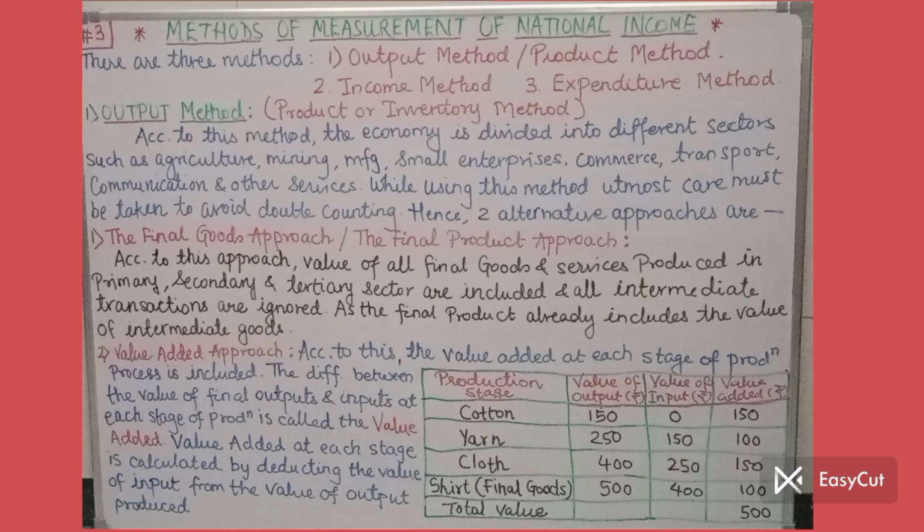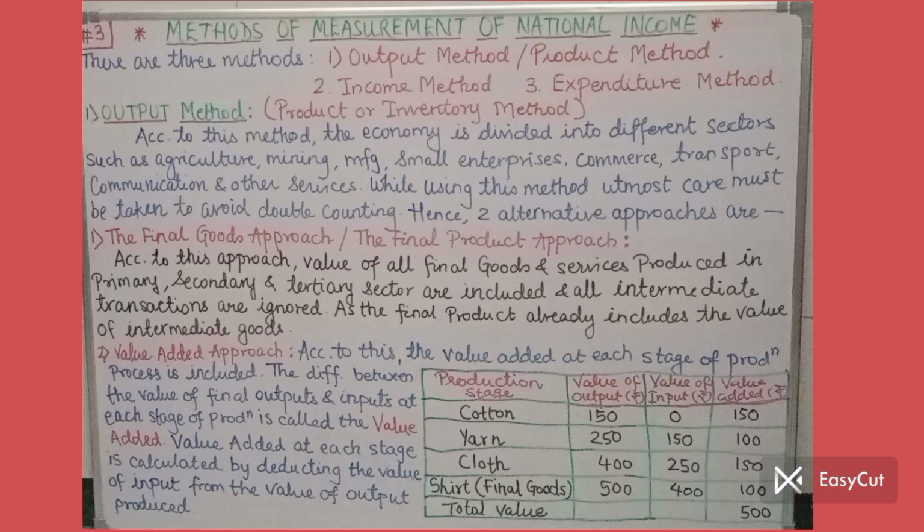And where the value of input, which was earlier, was 250, hence the difference 400 minus 250 is 150. That is value added, because at the first stage it was 150, that is the value of cotton. Then when we made it to yarn, the value addition was 100. Now when the yarn turned into cloth, the value addition is 150, and when the final shirt is made, the value of output, that means the value of the shirt, is 500, minus the value of input up till now, which is 400. If we deduct that, the value addition is 100.